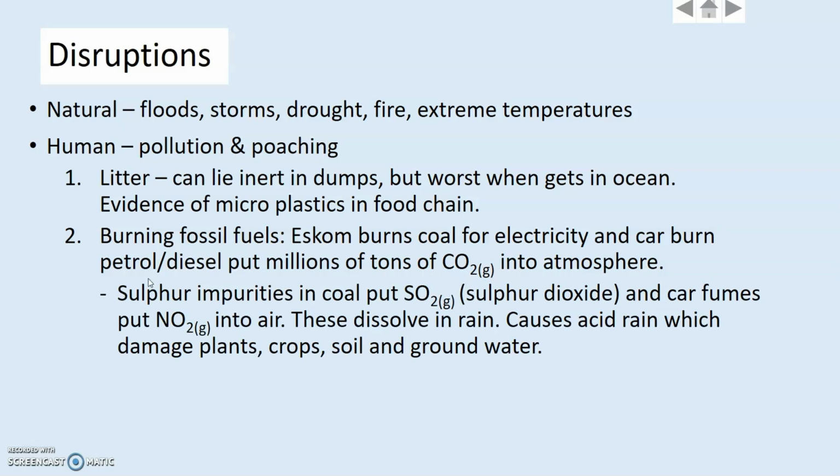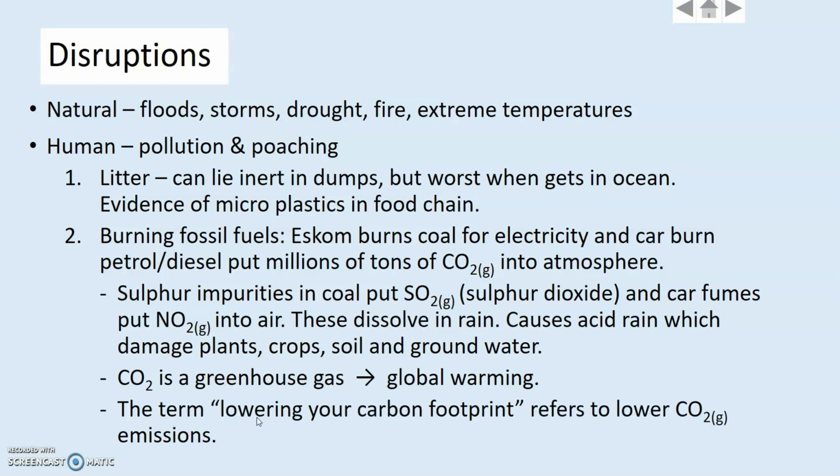Not only that, sulfur impurities in the coal put sulfur dioxide, and car fumes nitrogen dioxide, into the air, and these dissolve in the rain and cause acid rain, which then damages plants, crops, the soil, and even the groundwater. Carbon dioxide is one of the greenhouse gases, and it causes global warming. You might have heard the term, you must lower your carbon footprint. Well, that refers to lowering carbon dioxide emissions.